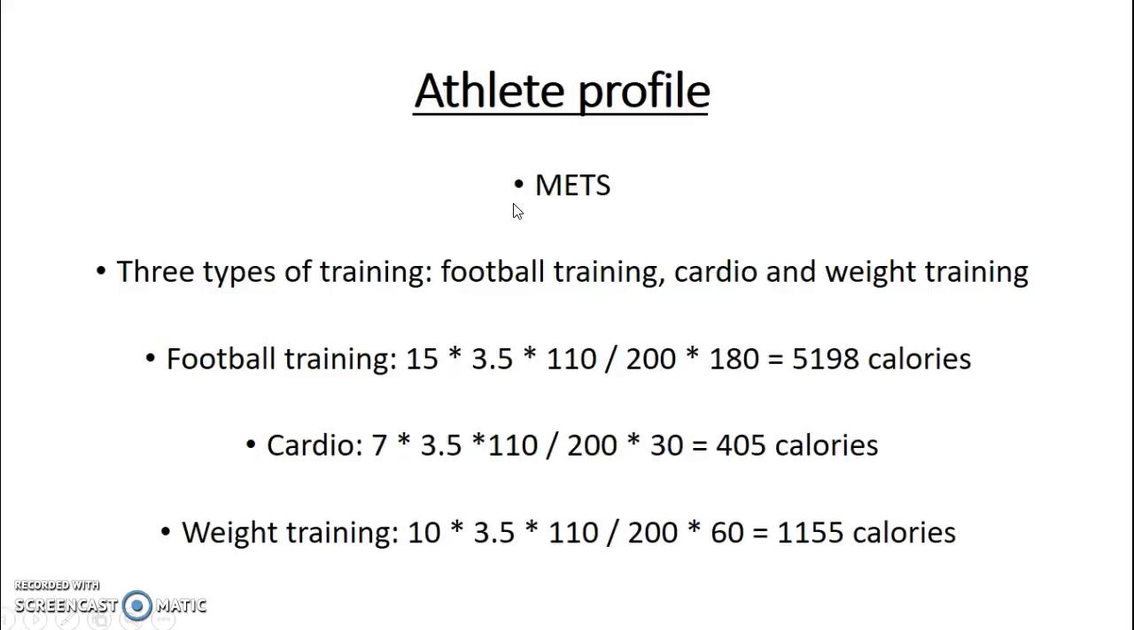Looking at his METs, the METs is the amount of calories he needs for certain training sessions. The three types of training he'll be doing throughout the 2 weeks of the program are football training, so the actual gameplay training, game situations, cardio, which is like running, and weight training, like lifting weights and stuff like that. For the football training, it will round up to about 5,198 calories. So that's how much he needs for that session. That's how much he will burn off, and that's how much he will need to make back. Cardio is only 405 calories because it doesn't last as long. And then the weight training is 1,155 calories. He'll burn that off during that session, so I need to make a diet that will make that back.